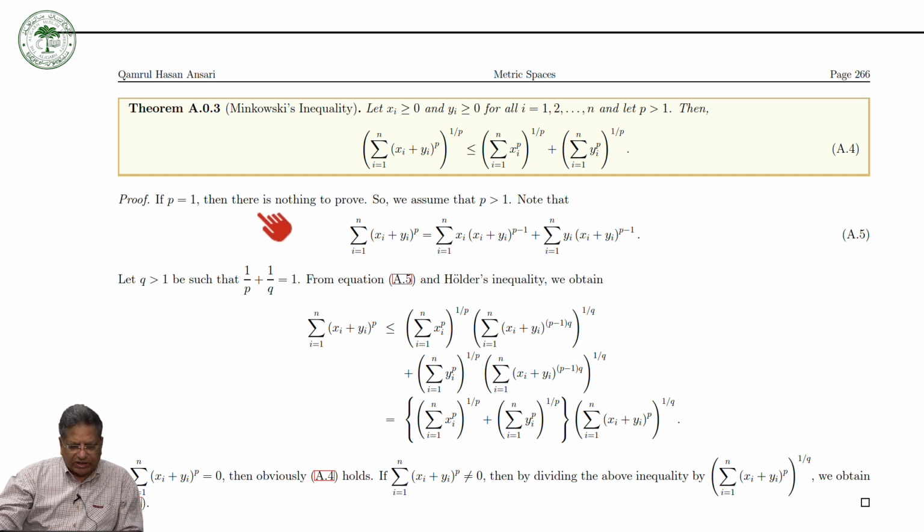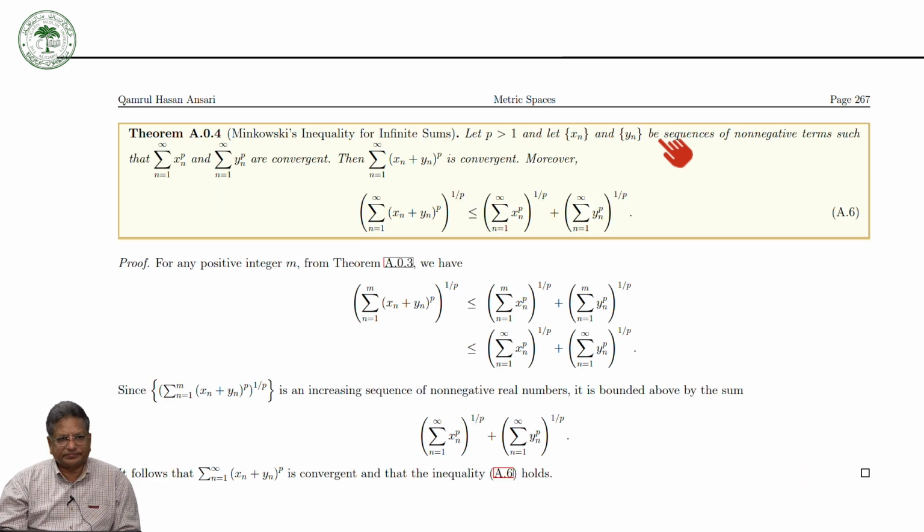If p is equal to 0, then there is nothing to prove, so we assume that p is greater than 0. Note that this is equal to this term plus this term, and let q be greater than 1 such that 1 over p plus 1 over q is 1. Then by using the Holder inequality, we can write this term as this one. If this is equal to 0, then again this holds good, and if this is not equal to 0, then by dividing this inequality by this, we obtain this result. So this is very simple, and that's why I have mentioned all these inequalities in the appendix.